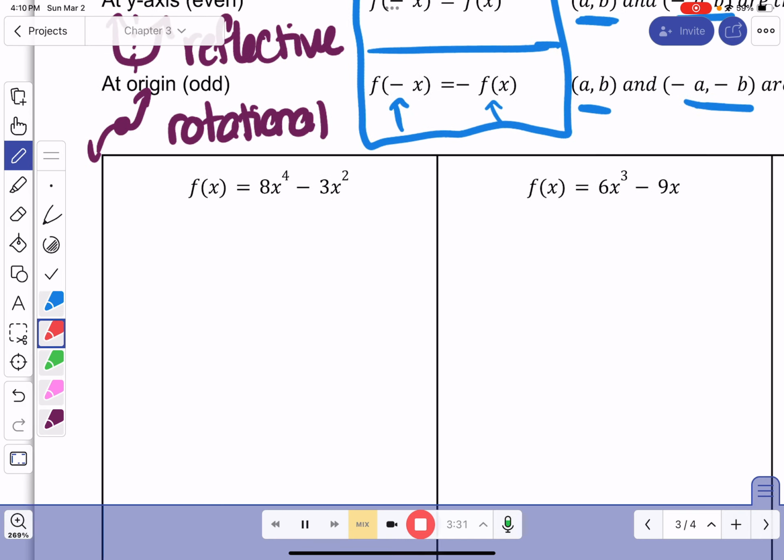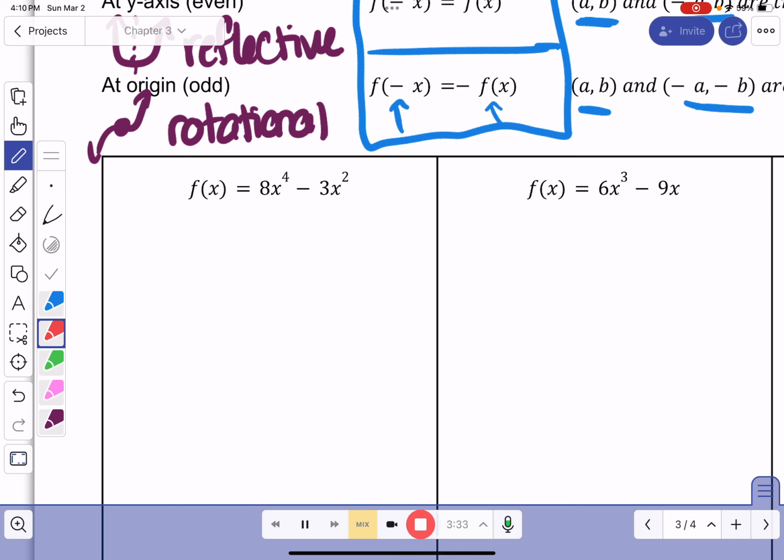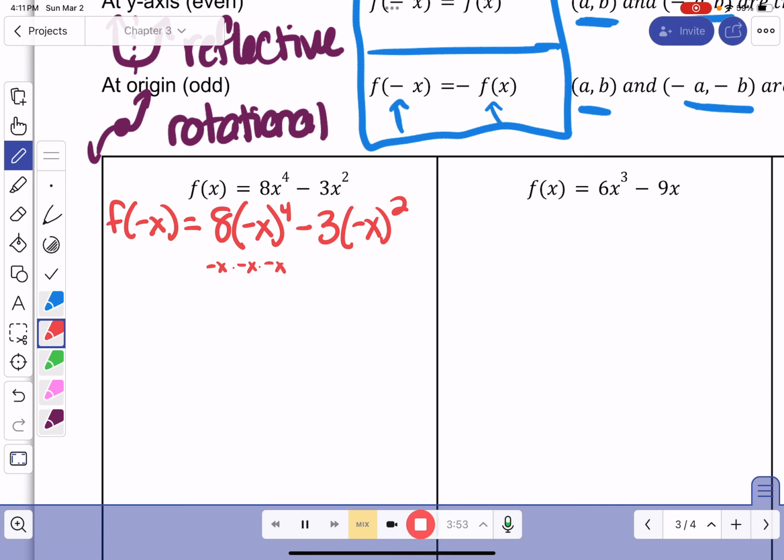To decide if it's even or odd, it's easier to start with even. What that means is you plug in -x wherever you see an x. So here I would say 8 times (-x) to the 4th minus 3 times (-x) squared. Now (-x) to the 4th means -x times -x times -x times -x, so those cancel and we end up positive. So this would be 8 times positive x to the 4th. And then minus 3, so 2 negatives cancel, so it stays like that.